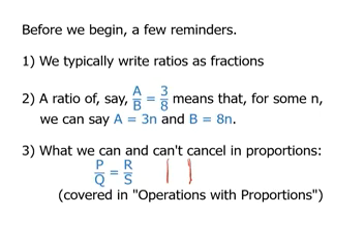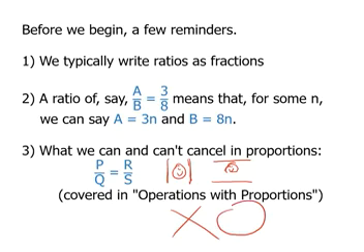It's totally legal to cancel across 2 numerators or cancel across 2 denominators. Those are perfectly fine. Put happy faces there. But cross-canceling, that is always incorrect.